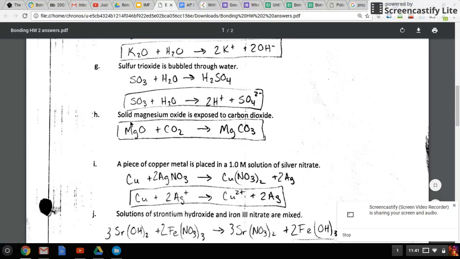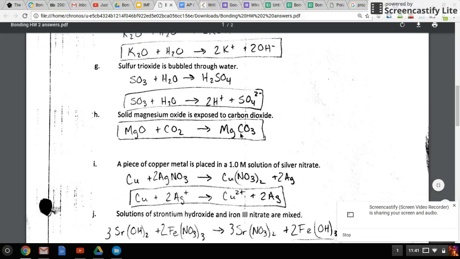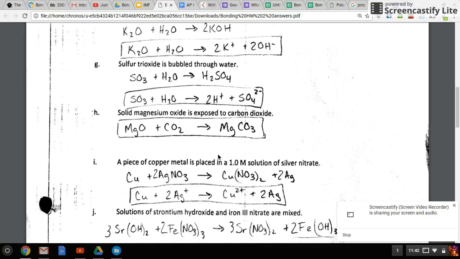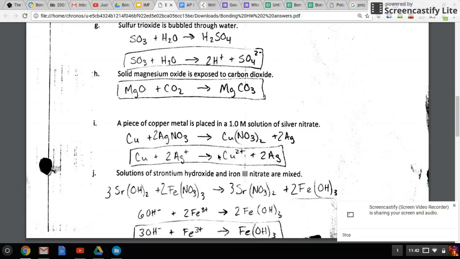In H, it's solid magnesium oxide exposed to carbon dioxide, and that is going to form magnesium carbonate. Besides the fact that most carbonates are insoluble, the other reason we don't have this shown as ions is because there is no water involved here, so we're not dissolving anything. Magnesium carbonate would just form and would be in the solid form, resulting in no ionic charges.